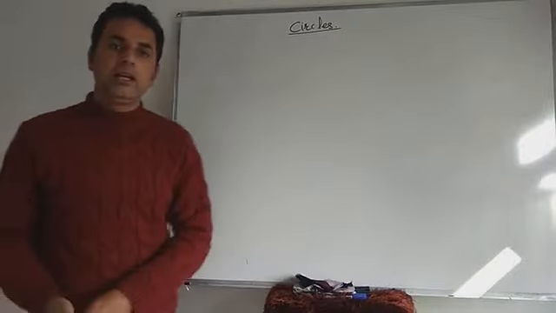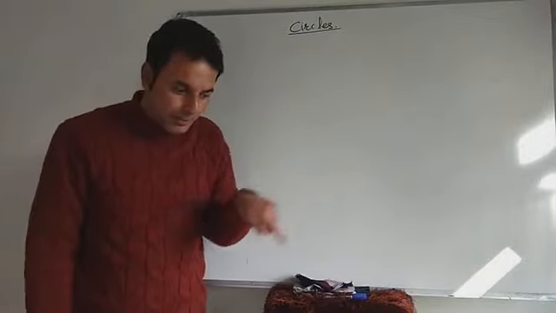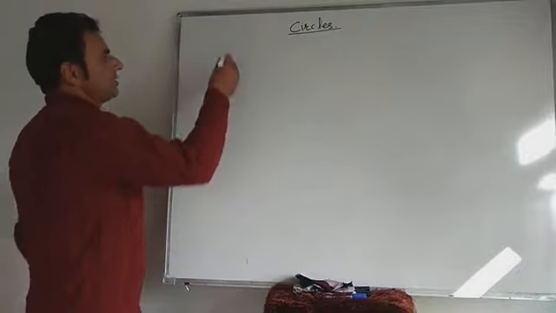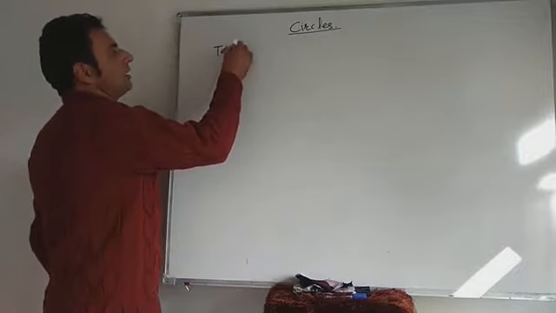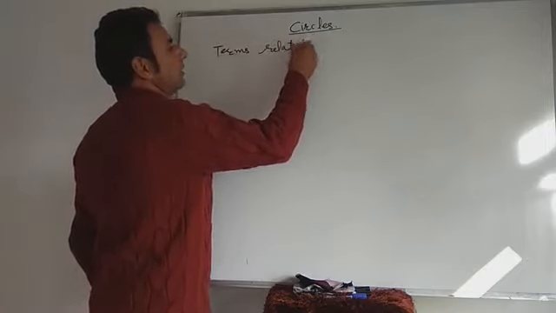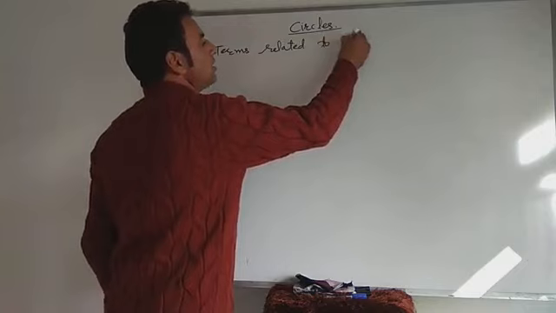And secondly, it is the locus of a point which moves in a plane at a constant distance. Now what are the terms related to circle?